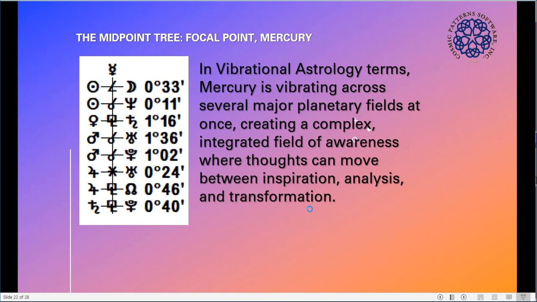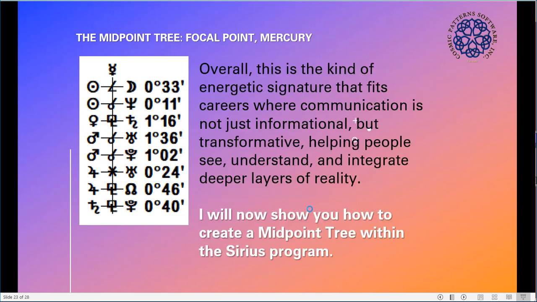In vibrational astrology terms, Mercury is vibrating across several major planetary fields at once, creating a complex integrated field of awareness where thoughts can move between inspirational analysis and transformation. Overall, this is the kind of energetic signature that fits careers where communication is not just information, but transformative, helping people see, understand, and integrate deeper layers of reality. Now, I will show you how to create a midpoint tree within the Sirius program.